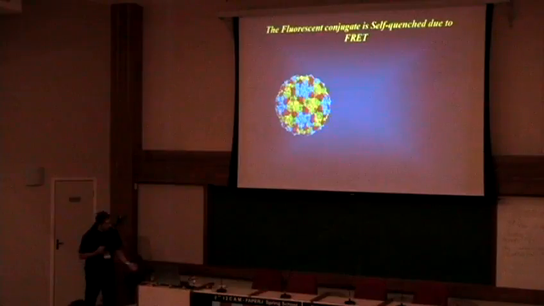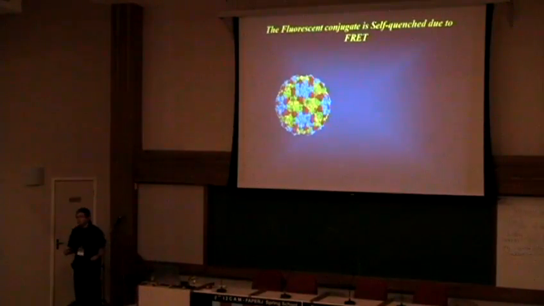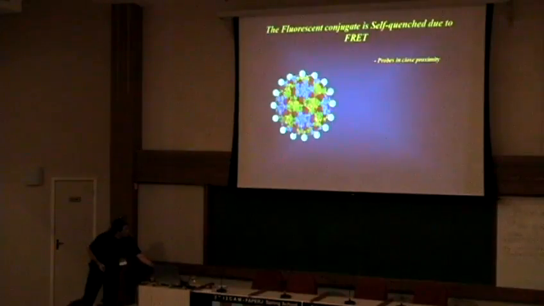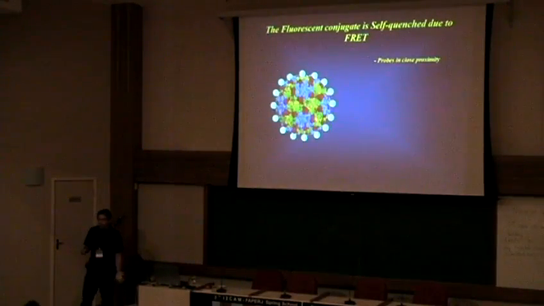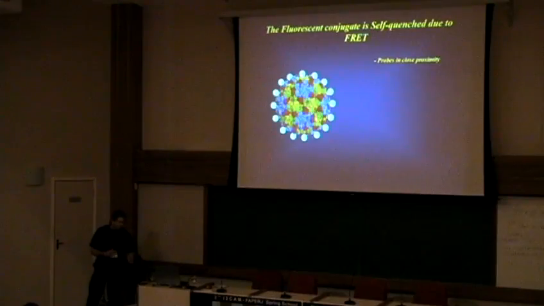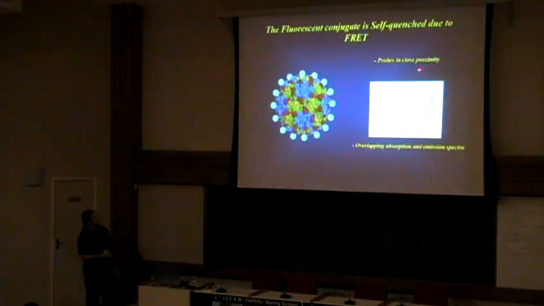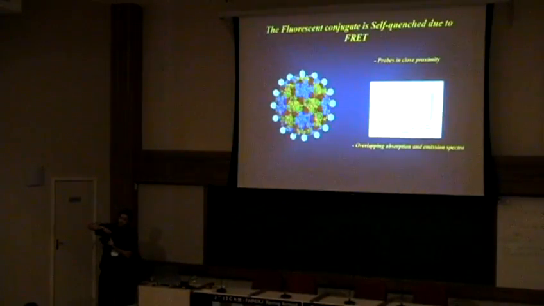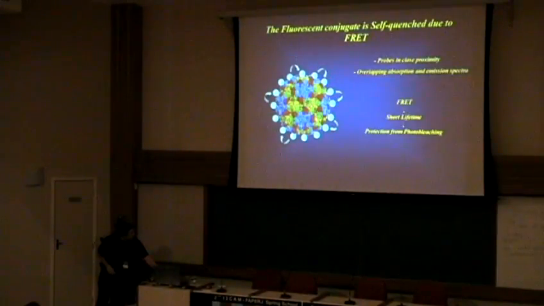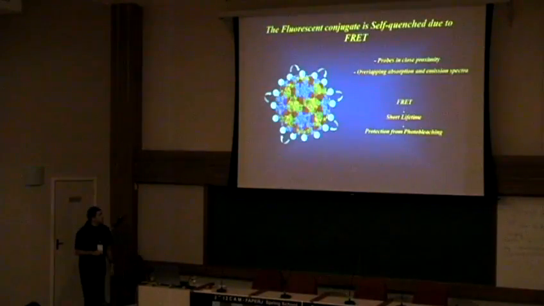Let's try first to explain why this happens. We label the surface of the particle with many, many probe molecules. They are very close together. And this is fluorescein. Fluorescein has excitation and emission spectra that are very close to each other. So one molecule of fluorescein transfers energy to another molecule that is very close and well-oriented in space. So that is energy transfer, and we call it FRET, it's homo-FRET.